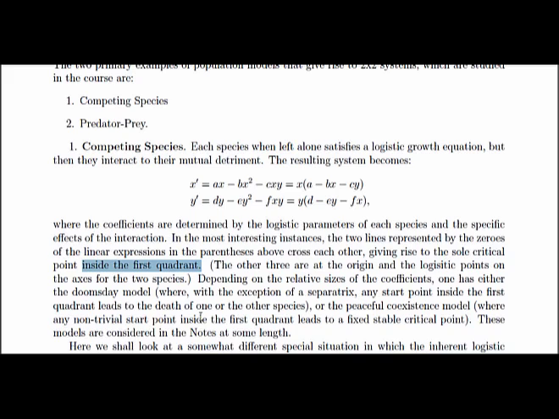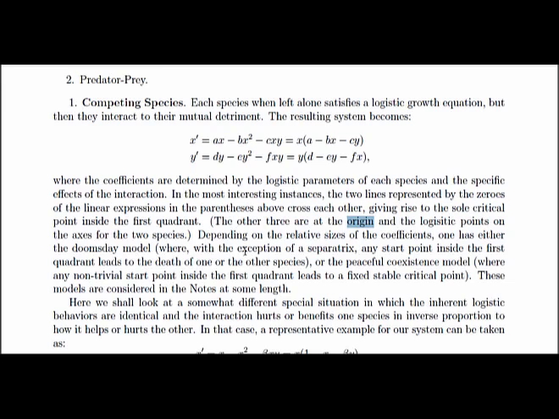There are 3 other critical points. One is at the origin, and the other 2 are at the logistic points on the axes for the 2 species. Now, depending on the relative size of the coefficients, as you've seen in the course, one has either the so-called doomsday model or the peaceful coexistence model.